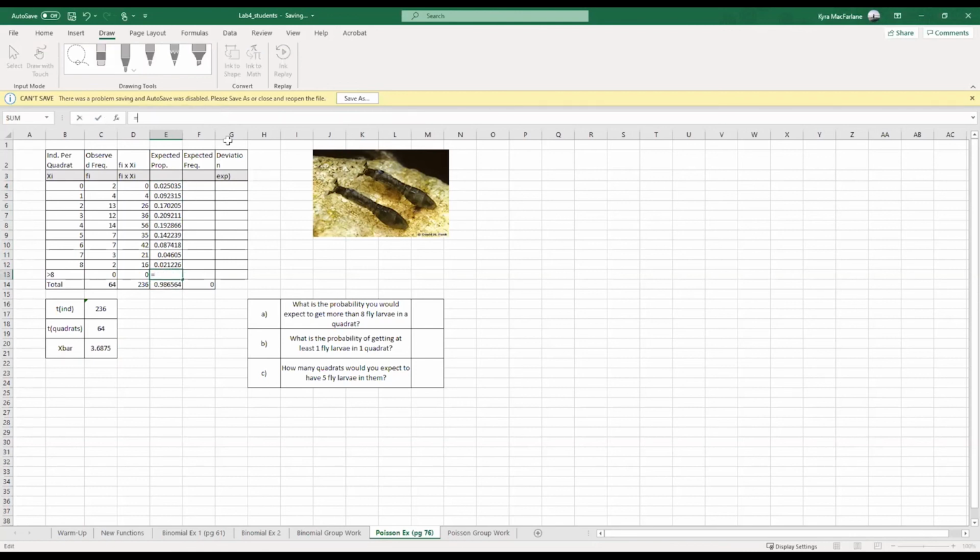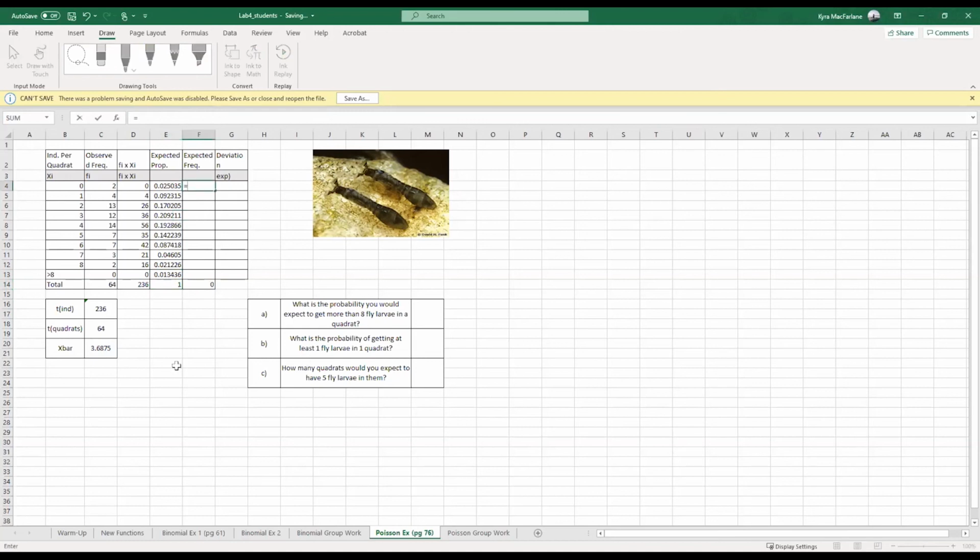is we're going to say 1 minus the probability of 8 or fewer. So this is the perfect time to use this one. This Poisson function is going to calculate the probability of 8, 7, 6, 5, 4, 3, 2, 1, and 0 fly larvae per quadrat. That's what the 1 does. It sums everything from 8 downward. And that gives us our remaining probability, the 1 minus. And again, our total should always equal 1 for this.